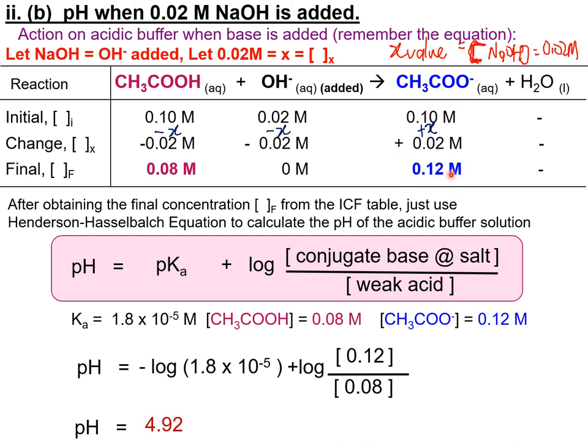Okay, after you have obtained the final concentration for conjugate base and also the weak acid, barulah you boleh cari pH by using the Henderson-Hasselbalch equation, di mana pH is equal to pKa plus log concentration of conjugate base ataupun salt at final, bagi kadar concentration of weak acid yang final. So you masukkan saja, and therefore you will get the pH value after the NaOH is added to the acidic buffer solution ialah sebanyak 4.92.